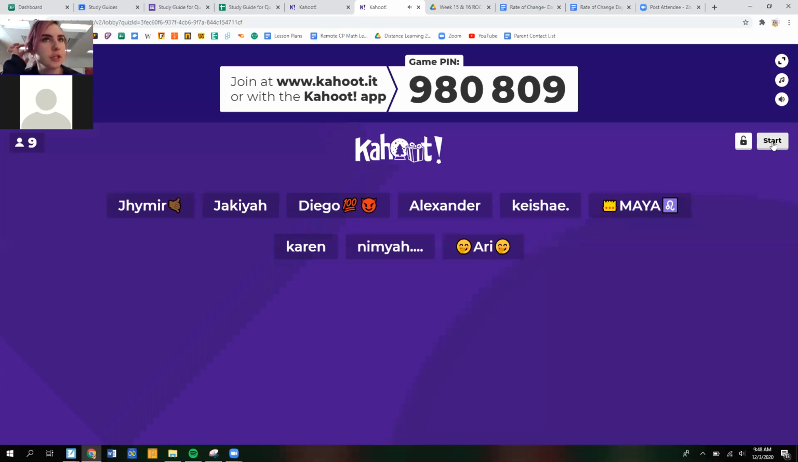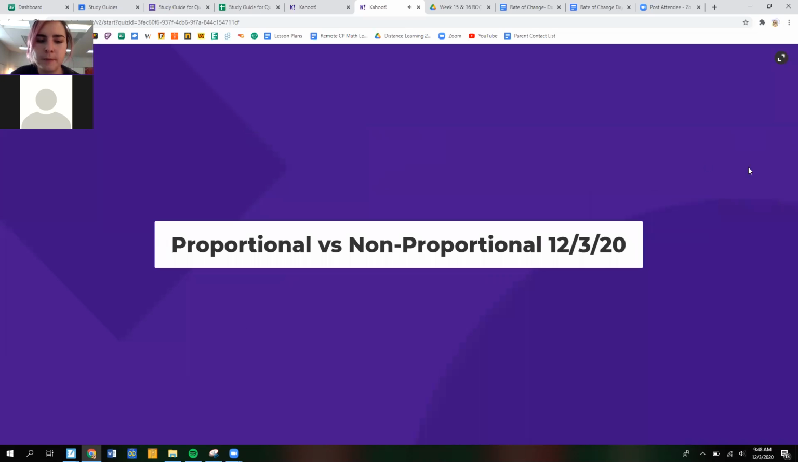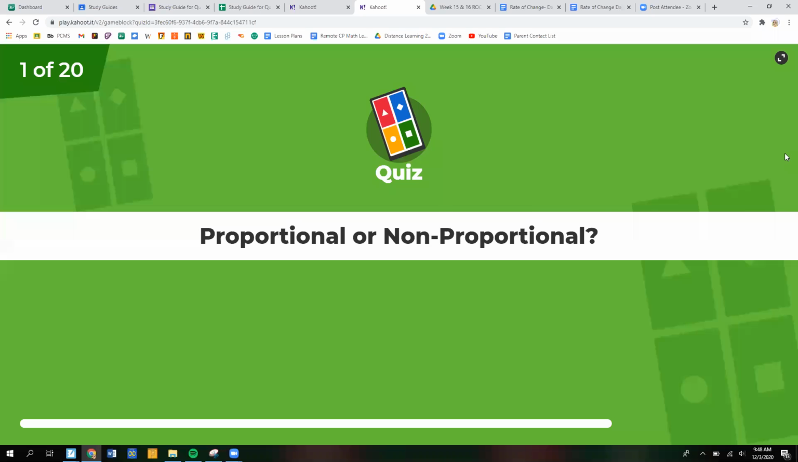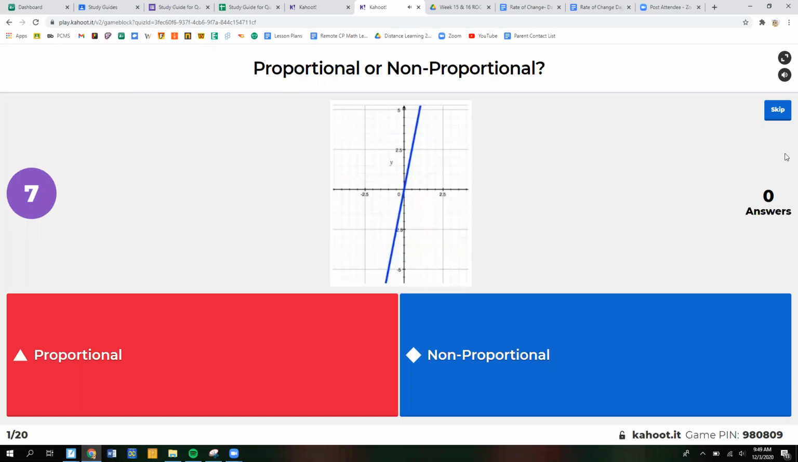All right, guys, so this Kahoot's actually going to be all proportional or not proportional. It's going to be what we talked about this week, some situations, some graphs, some stuff like that. So just giving you a heads up of what's going to be on it. All right, I don't want to wait too long, so I'm going to go ahead and get started. All right, proportional or not proportional? Is that a proportional graph or a non-proportional graph?